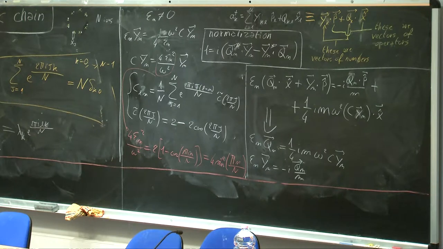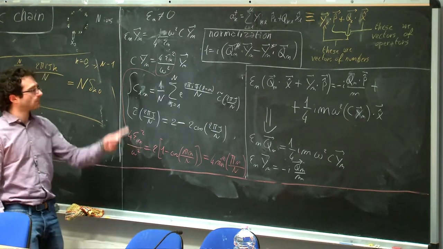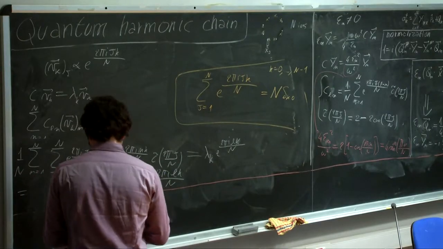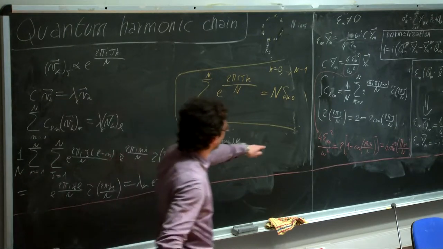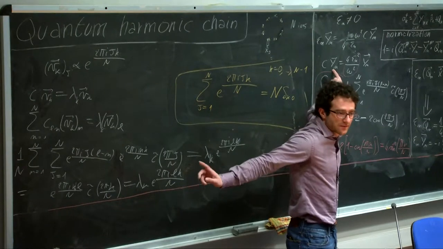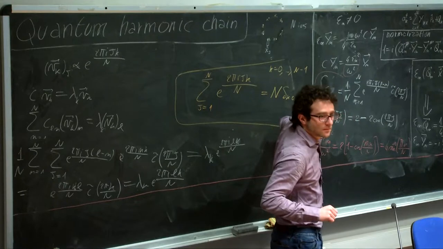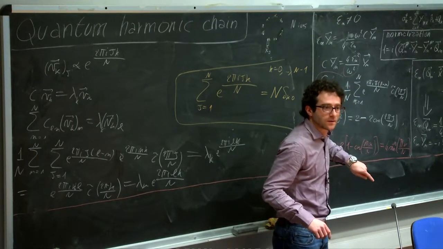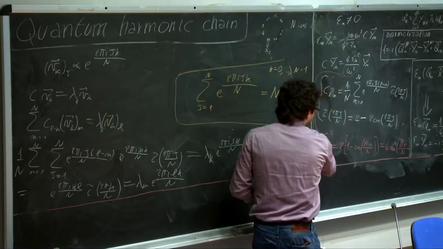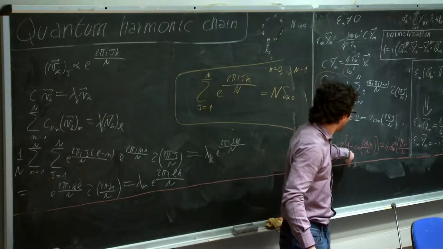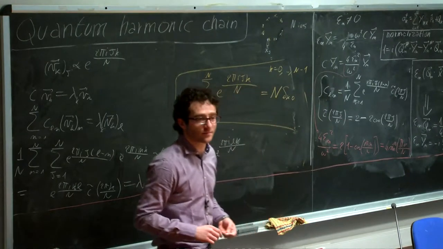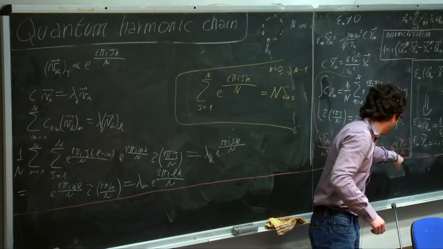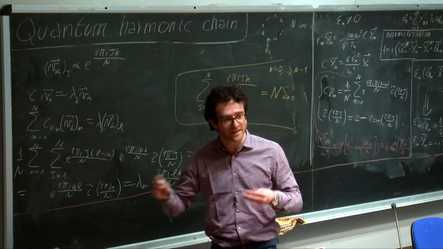Okay, so this gives us the eigenvalues. We also have the eigenvectors. Here you see, we were looking for the eigenvalues, and then you have to put the eigenvalue equal to C tilde of k of this expression. Anyway, so you have 4 epsilon squared over omega squared equal to twice 1 minus cosine of 2 pi n over capital N. And this is just a trigonometric identity, equal to 4 sine squared of pi n over capital N.